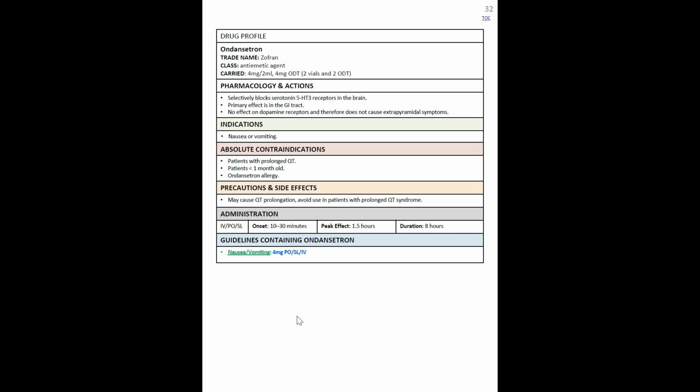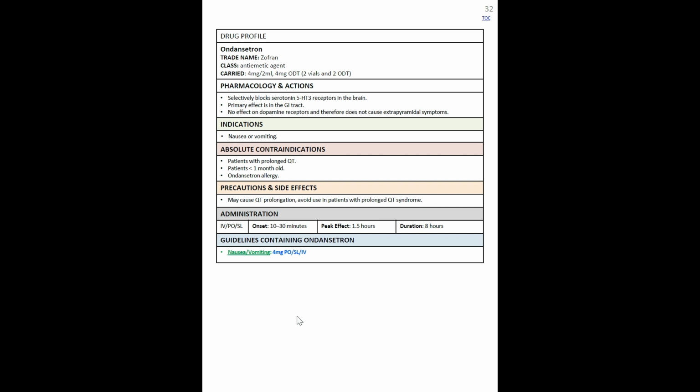Today we're going to be discussing the drug Ondansetron. Ondansetron's trade name is Zofran. Its classification is an antiemetic agent, and it's carried as 4 milligrams in 2 milliliters and 4 milligram oral dissolving tablets. Then we carry two of each of these in our drug boxes currently.